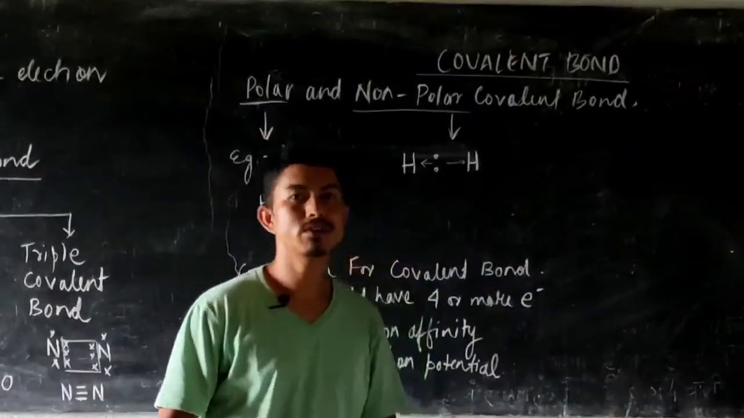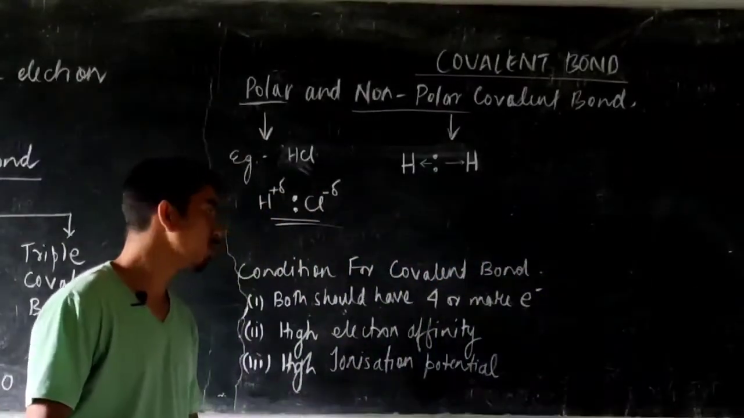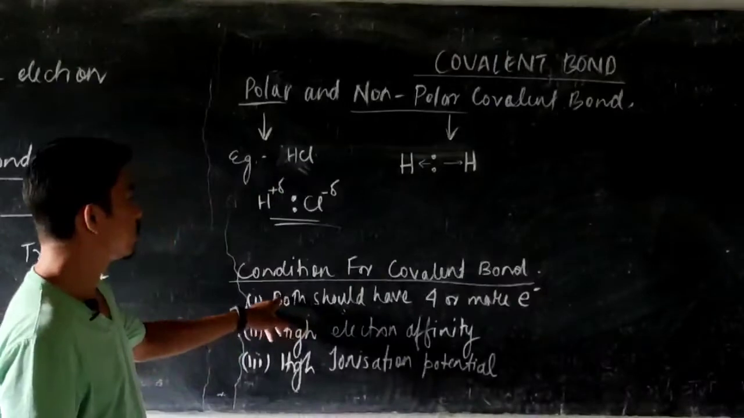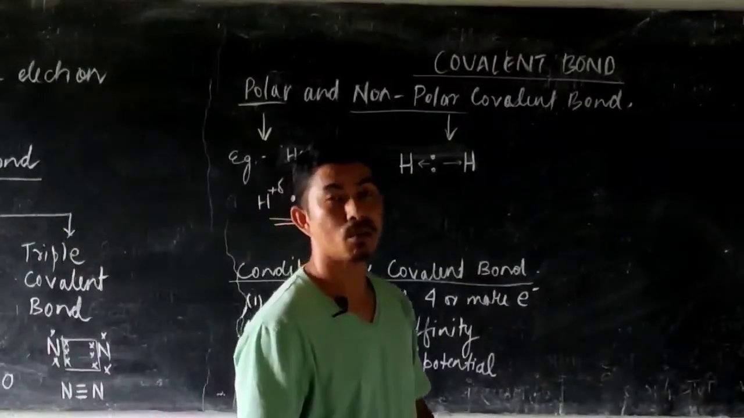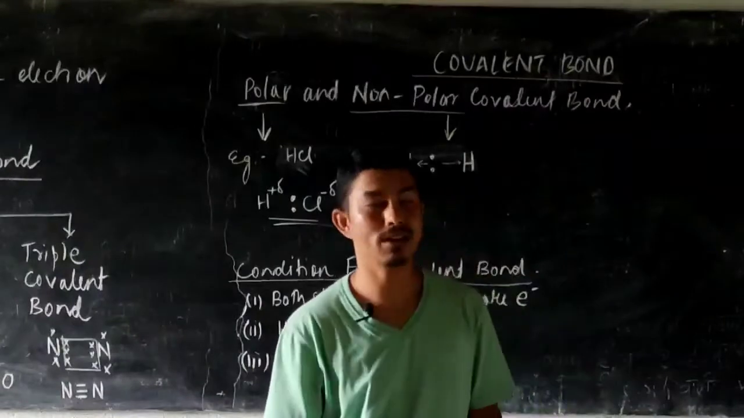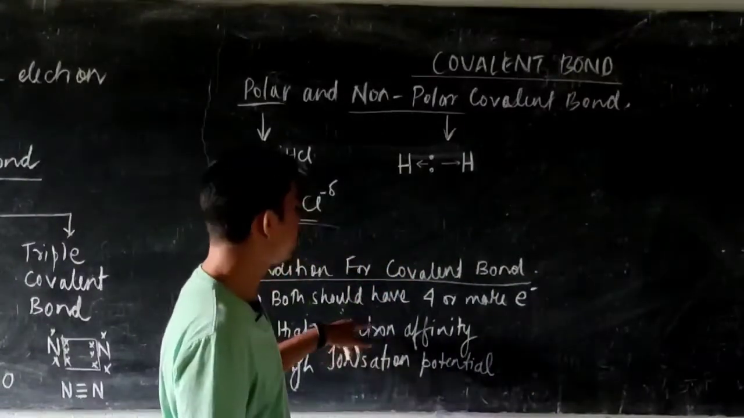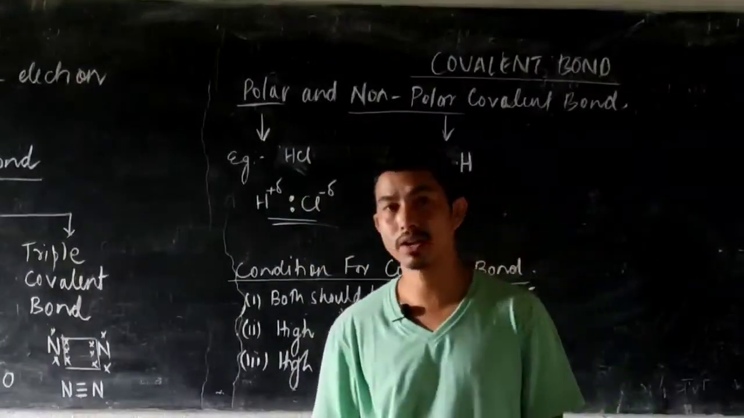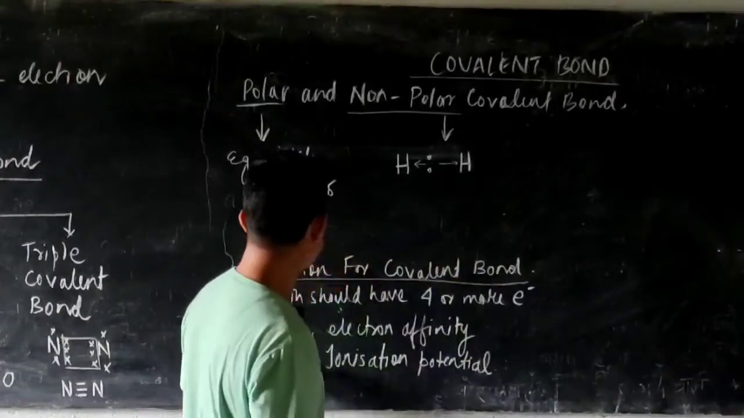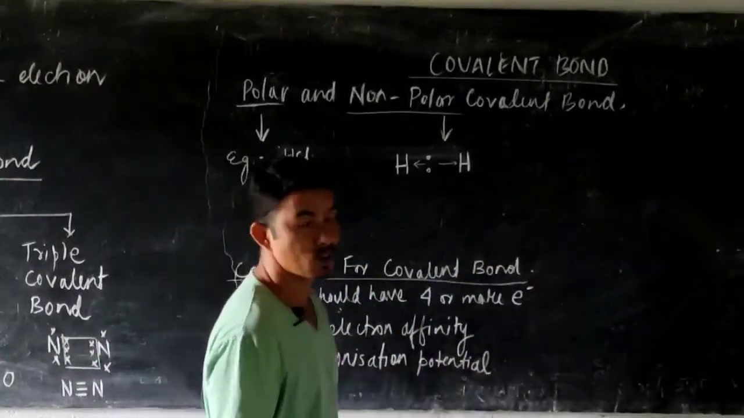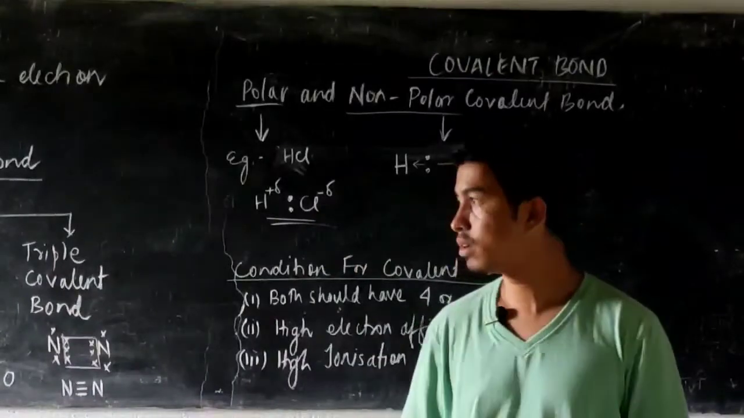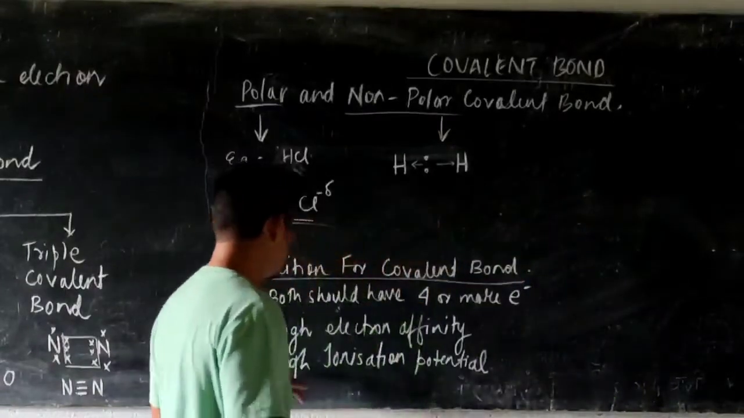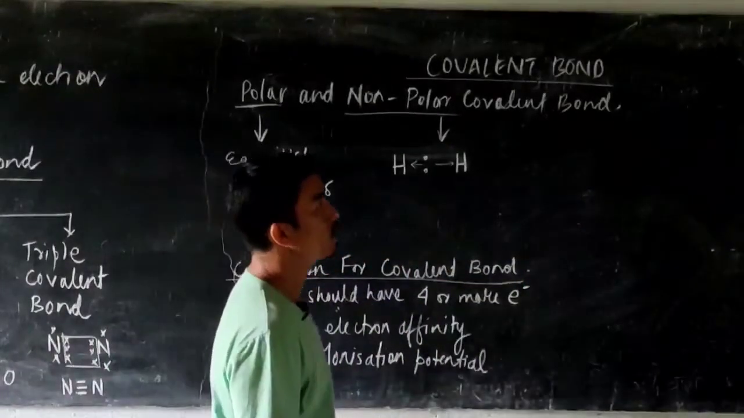Now there are certain conditions required for both atoms to form a covalent bond. So what are the conditions required for the formation of a covalent bond? The first condition is that both of the combining atoms must have 4 or more electrons in their valence shell. The second is that both must have a high electron affinity, so that they can easily accept the shared electron from the other atom. And they must also have a high ionization potential, which stops the electron being taken out of the shell of an atom. These are the three necessary conditions for the formation of a covalent bond.